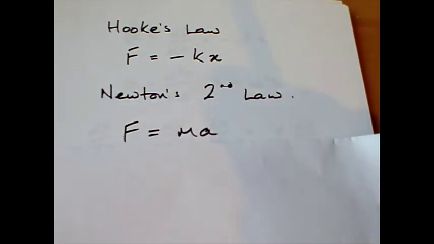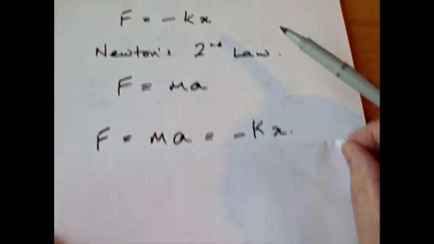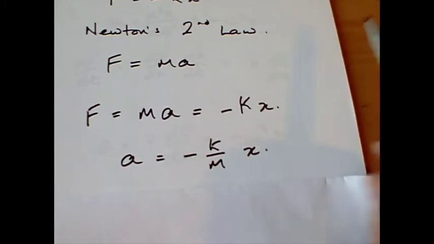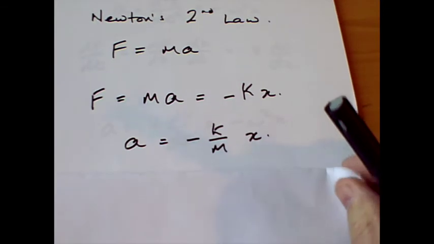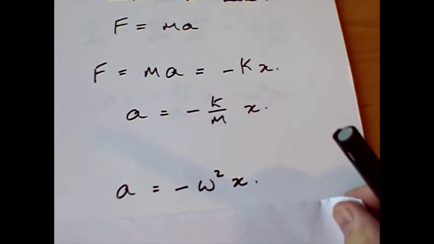Because we want motion, not a static situation, we need an acceleration. That's provided by Newton's second law. Having two ways of expressing forces, we can equate them. That tells us that a is minus k over m times x, and we find it useful, as we'll see later, to write out k over m as omega squared.